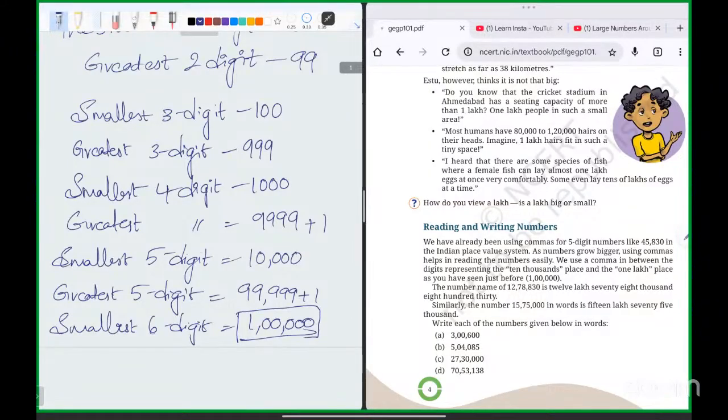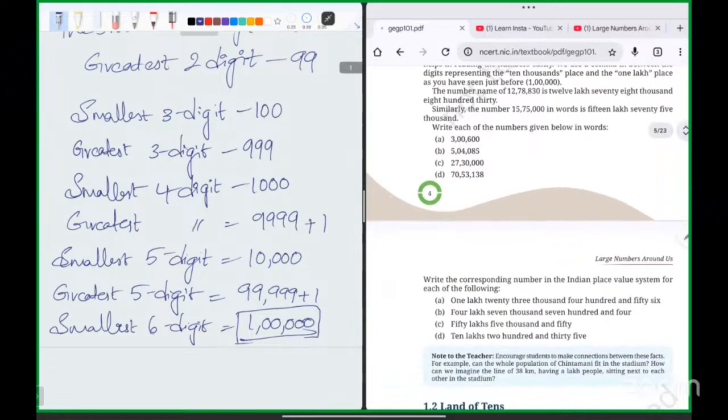So basically the main concept is whenever we add 1 to the greatest number of a given digit length, we get the smallest number with one more digit. If we add 1 to the greatest 2-digit number, we get the smallest 3-digit number. If we add 1 to the greatest 3-digit number, we get the smallest 4-digit number. And whenever we add 1 to the greatest 5-digit number, we get the smallest 6-digit number, which is 1 lakh. So let us solve some examples in our exercises or the in-text questions.